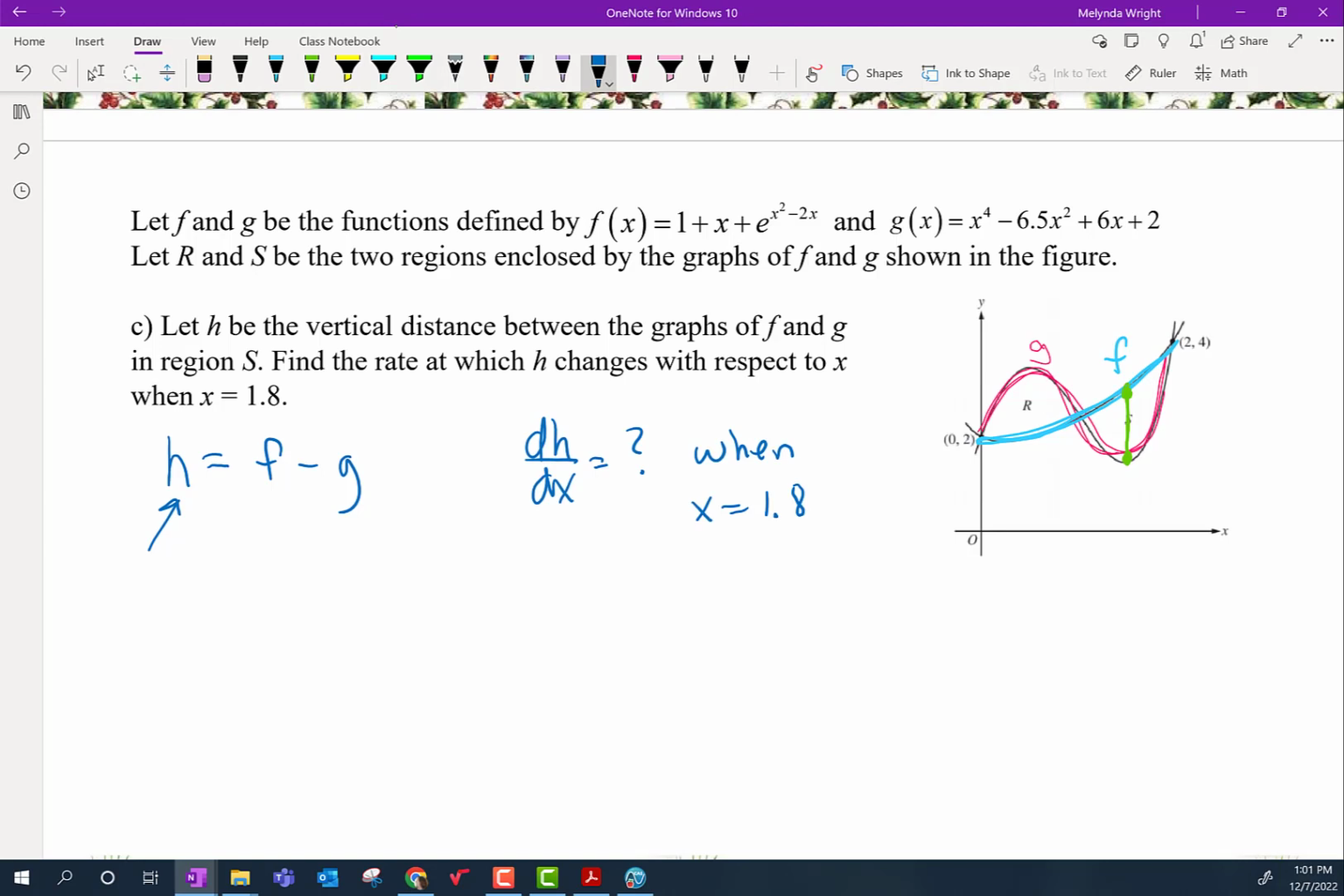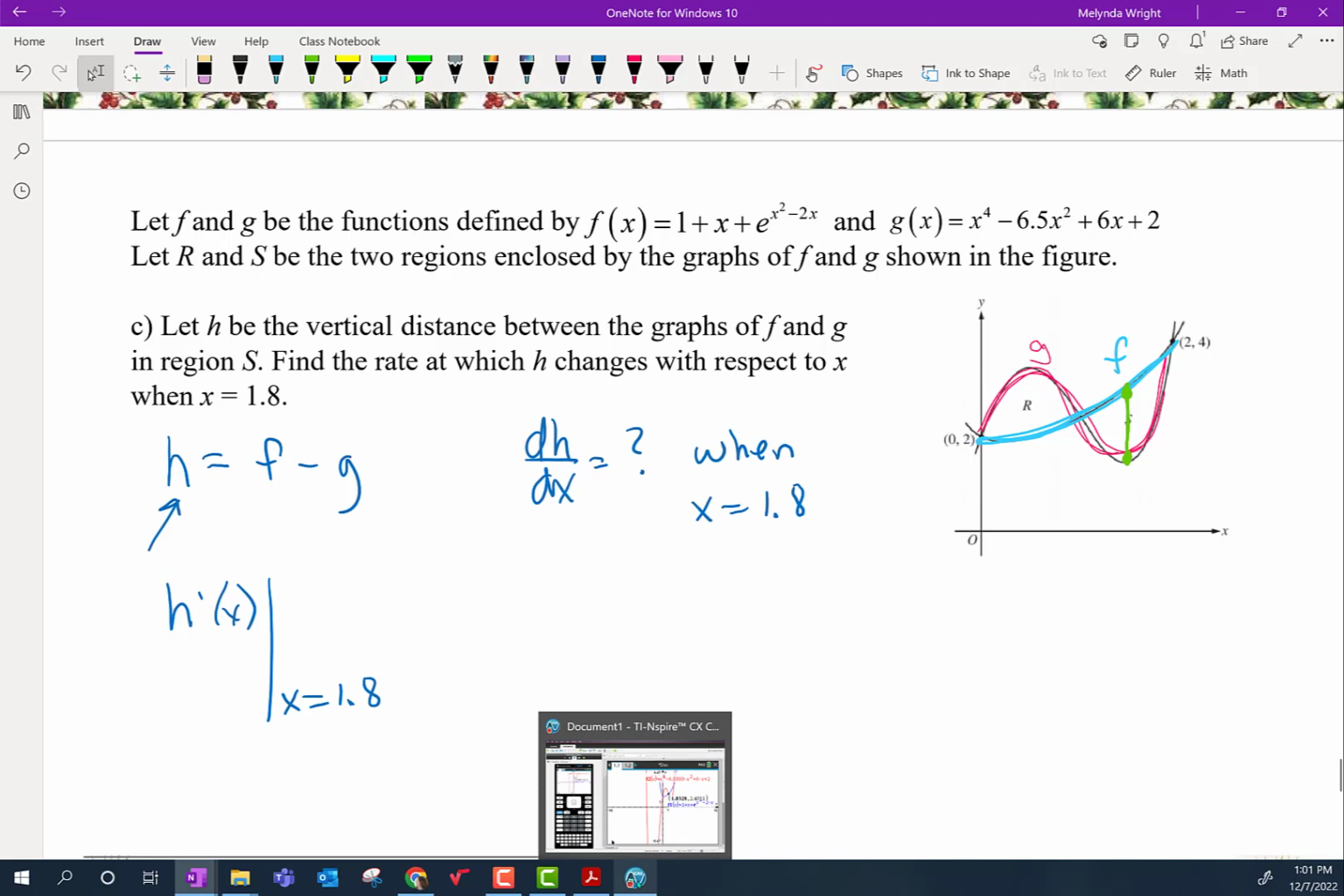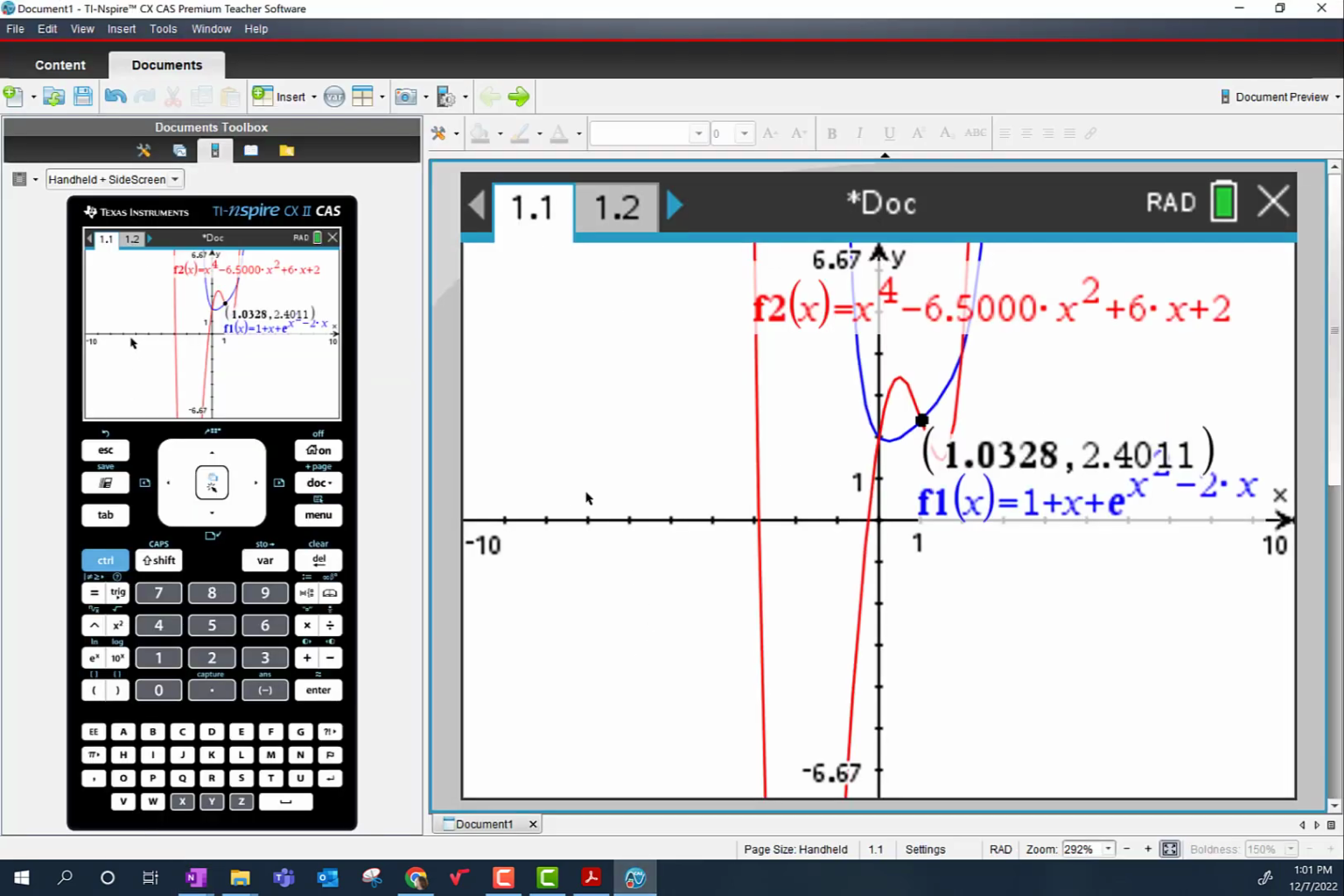Okay. So we need h prime of x at x equals 1.8. That's what we need. H prime of x. Let's see, how can we do that? Okay, there's several ways we could do this. We need to figure out how to make a new equation. I really like the grapher. That's what I'm going to do. So I'll just take you there to the grapher, and I'll walk you through. You don't have to do it this way.